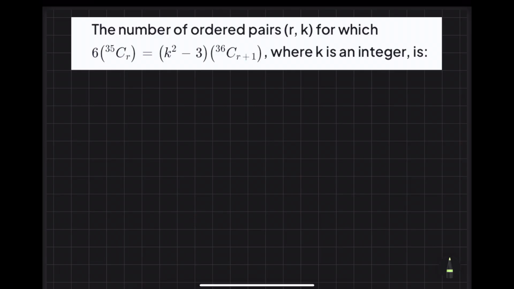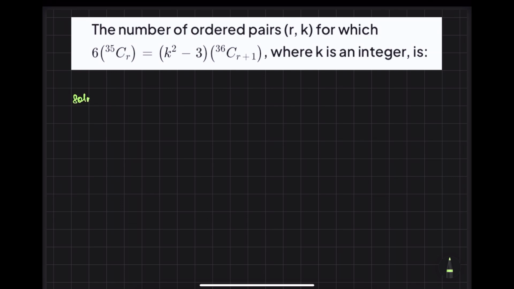We have this situation: the number of ordered pairs (r, k). You can observe that there are two variables, r and k, for which this equation holds, where k is an integer and r is a whole number. They have given you two variables but only one equation, so in this type of question we have to apply hit and trial. So let's go for it.